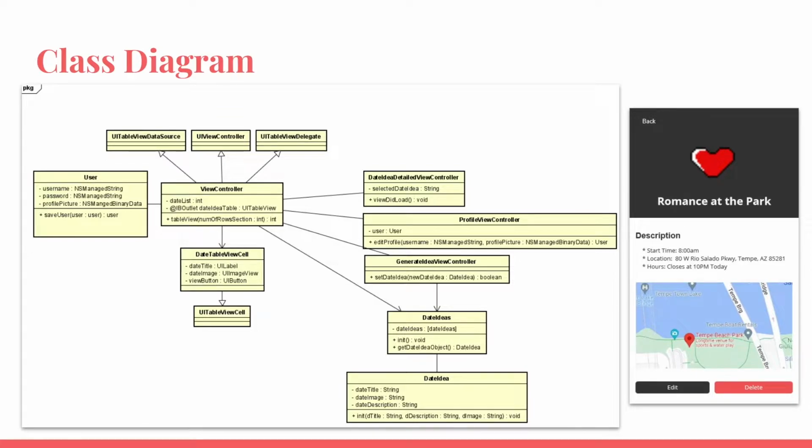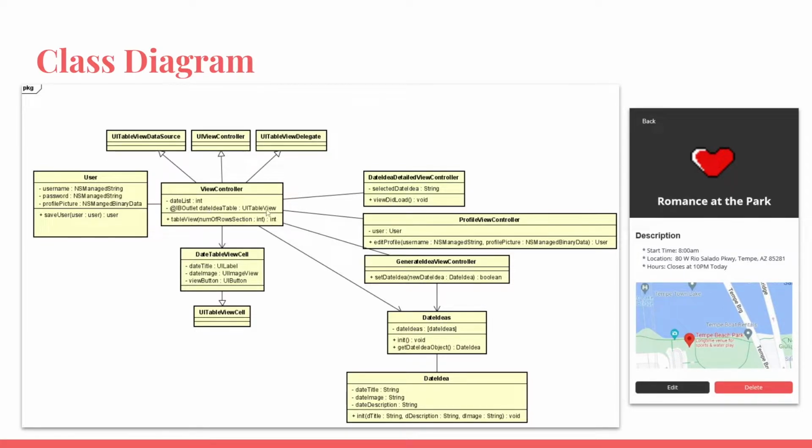Now to make this project possible, this class diagram illustrates all of the objects or view controllers that are necessary. So on the top left, we have the view controller, which is our main view controller. Then we have the date idea detailed view controller, profile view controller, generate idea view controller, and we also have objects such as user and date ideas.